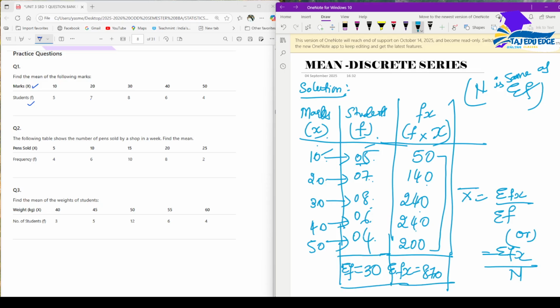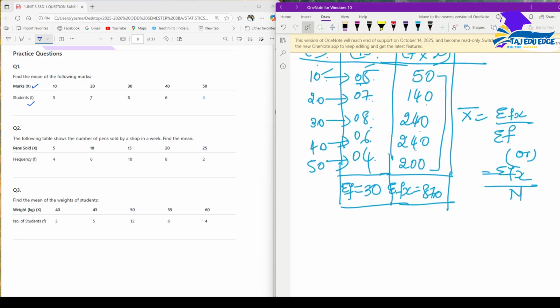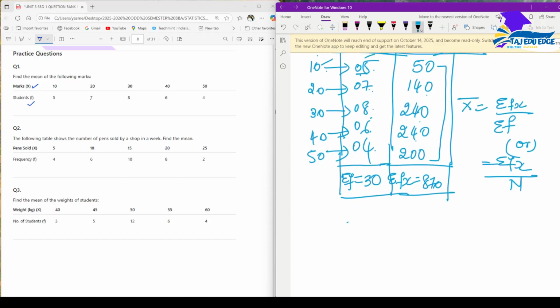When we have got this numerator and denominator, what we need to do is put them in as per the formula, right? Mean is equal to summation of fx divided by summation of f. Summation of fx is 870, summation of f is 30. So now what is the answer? 870 divided by 30 is 29. 29 is the mean, right?